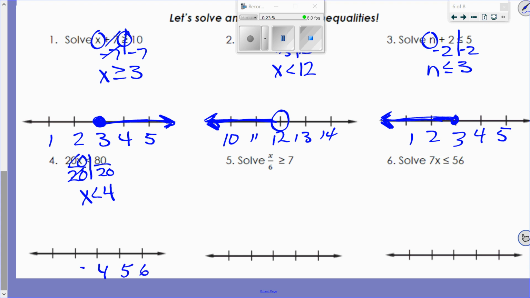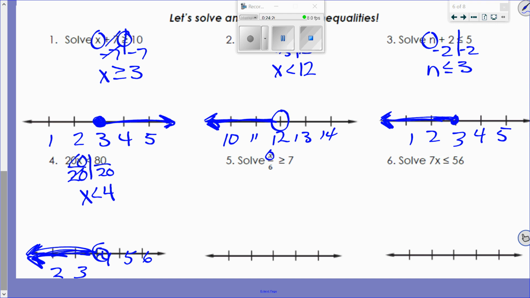Jayla, please stop talking and make sure you've got all this written down. Is 4 less than 4? No, so open circle. It's amazing what all this smartboard is capable of. Is 3 less than 4? Yes, so we're going this direction.